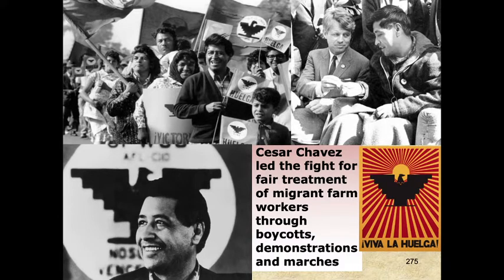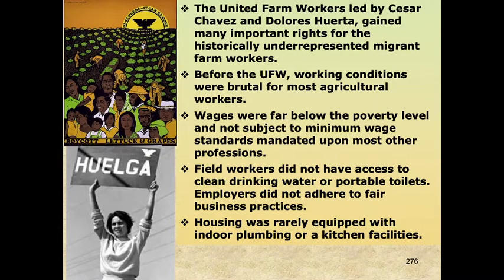Okay, Cesar Chavez is going to fight for the equal and fair treatment of migrant workers. He's going to use boycotts, like boycotting California grapes, demonstrations, marches, and whatnot. And his partner in crime here, Dolores Huerta. They're going to gain a lot of rights for migrant farm workers with their group, the United Farm Workers, the UFW, and try to get better working conditions for them, better pay, better hours, and just more rights, right?